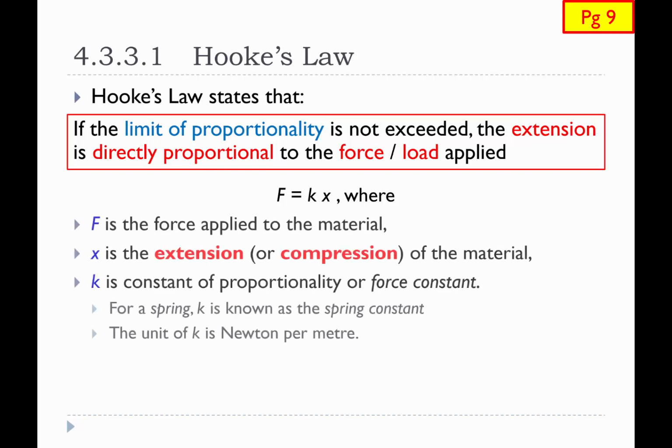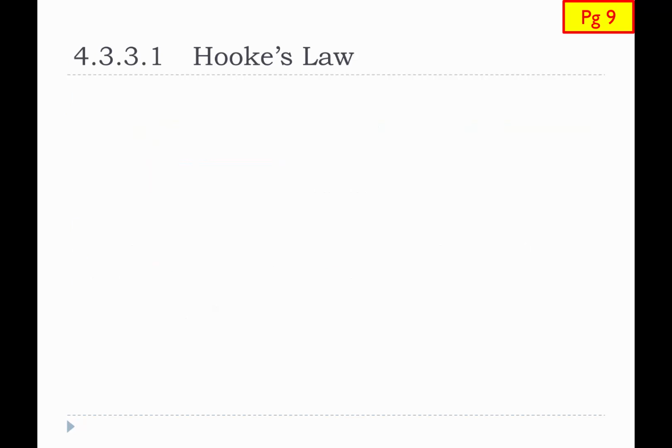The notation F represents the force applied to the material. X represents the extension or compression of the material. K is what we know as the constant of proportionality, or in other words, force constant. But what is more commonly used among teachers as well as at A level is actually this thing called spring constant. So whenever you read a question, if it's defined as constant of proportionality, force constant, or spring constant, you must know that what they are referring to is K. And the unit for K is Newton per meter.